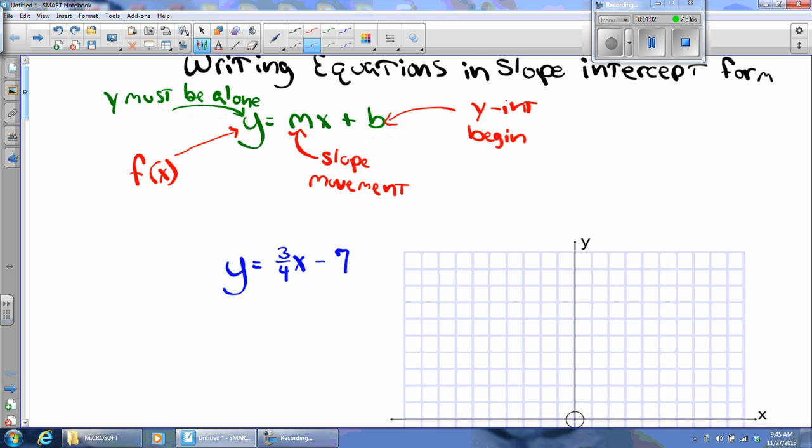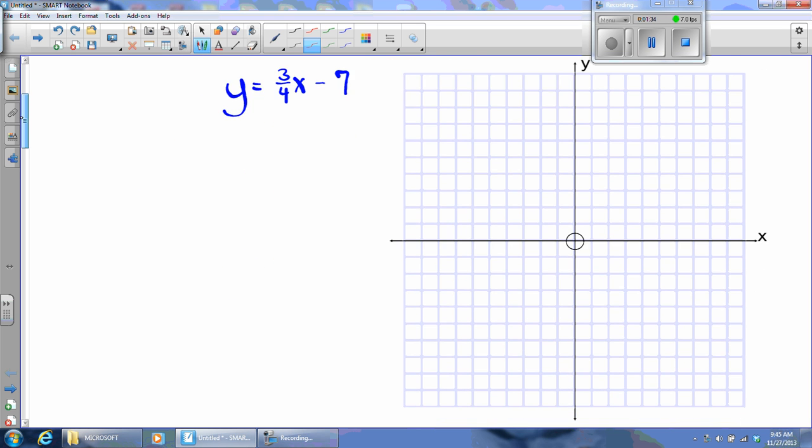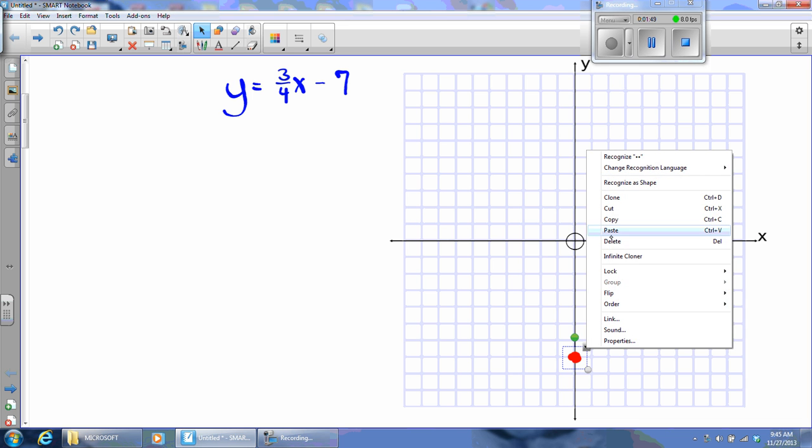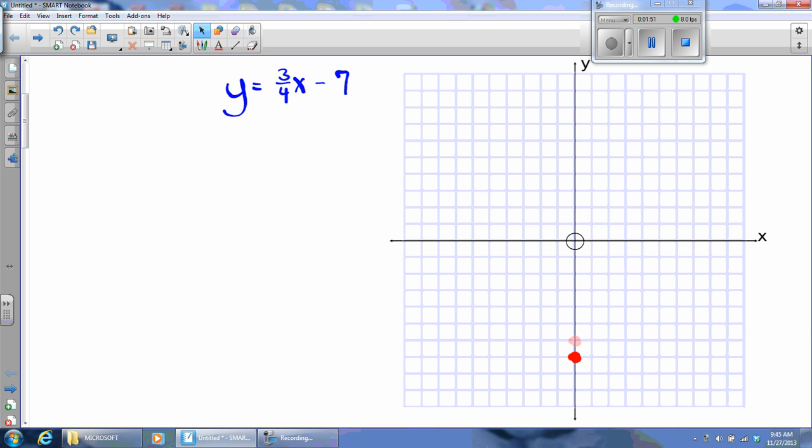So I expect you to already know how to do this. y equals 3/4 x minus 7. First thing I'm going to do is go down to negative 7: 9, 8, 7. And then I'm going to do my movement. I'm going to rise 3 and run 4. So let me infinitely clone that. I'm going to rise 1, 2, 3 and run 1, 2, 3, 4. And then from that second point, I can rise 1, 2, 3 and run 1, 2, 3, 4.